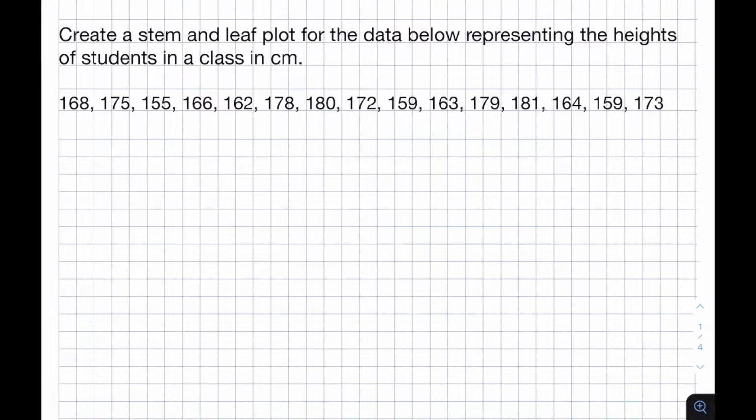In this problem, we're told to create a stem and leaf plot for the data below representing the heights of students in a class in centimeters. When we create stem and leaf plots for two-digit numbers, the first digit is the stem and the second digit is the leaf. This time, because we have 3 digits, the first 2 are going to be the stem and the last one is going to be the leaf. So we can create our table.